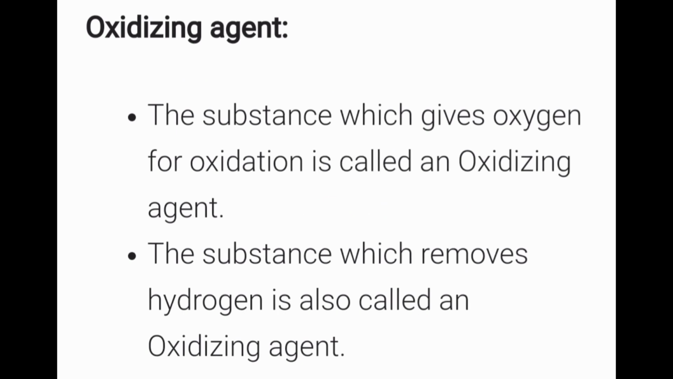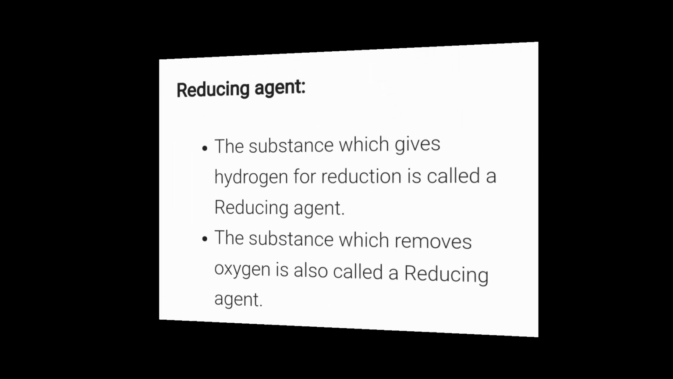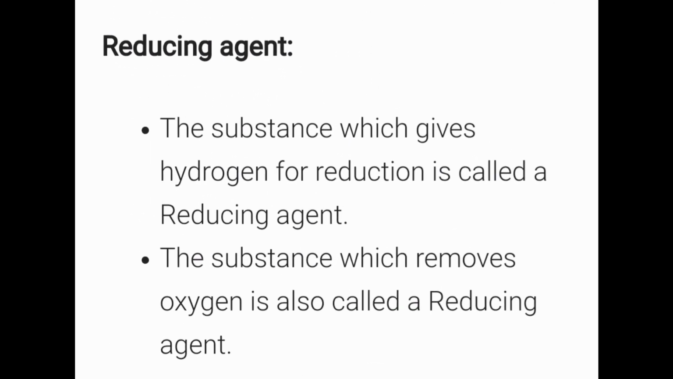Oxidizing agent. The substance which gives oxygen for oxidation is called an oxidizing agent. The substance which removes hydrogen is also called an oxidizing agent. The substance which gives hydrogen for reduction is called a reducing agent. The substance which removes oxygen is also called a reducing agent.